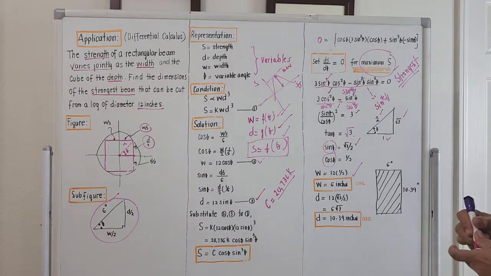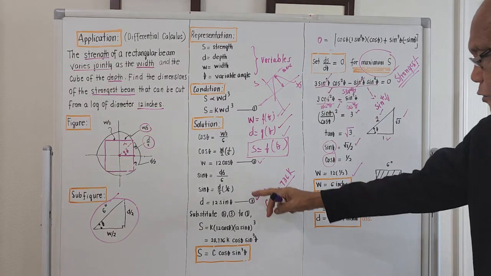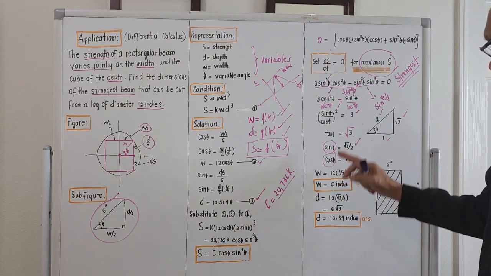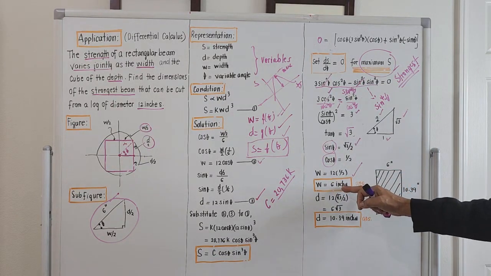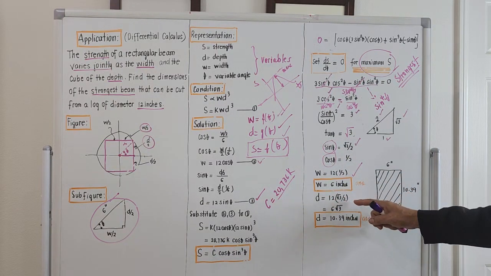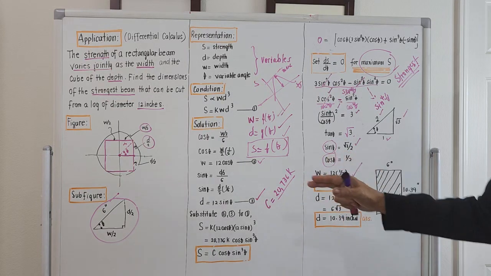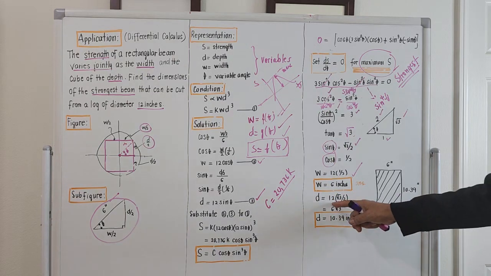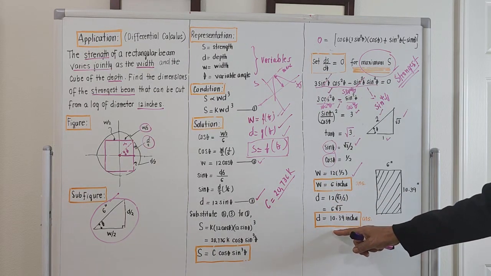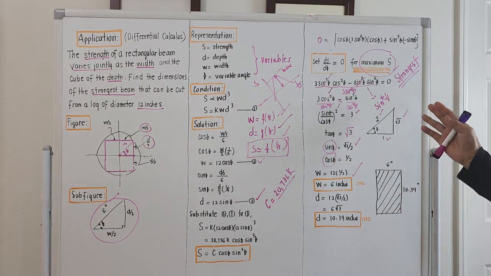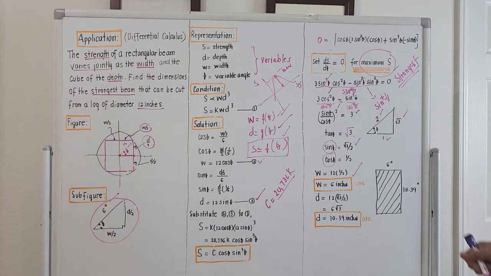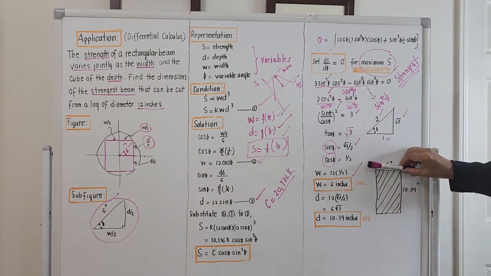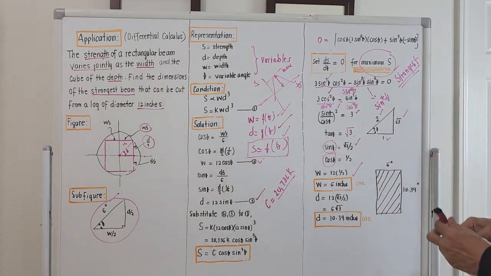And for the depth, we will go back to equation number 3. It will be 12 sine of theta. So this is 12, and sine of theta is square root of 3 over 2. 12 over 2 will be 6, so the unknown depth will be 6 square root of 3. If we use our calculator, 6 times 1.732, it will be 10.39 inches. So for the beam to be strongest, the depth should be 10.39 inches and the width should be 6 inches.